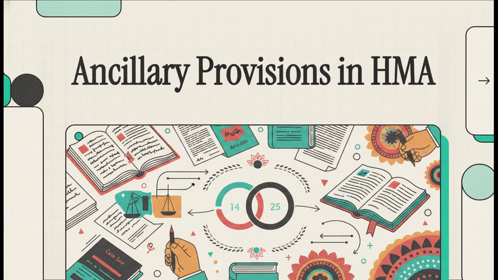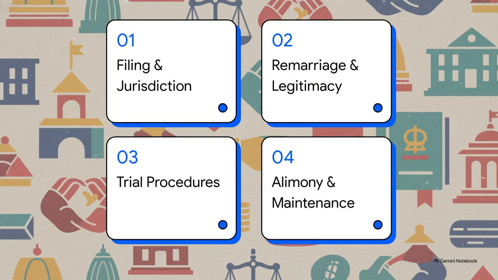Today, we're taking a super dense set of handwritten legal notes and transforming them into your ultimate visual study guide. We're talking sections 14 through 25 of the Hindu Marriage Act. It's going to be efficient, structured, and honestly, crystal clear. To get us there, we've broken things down into four main thematic buckets.